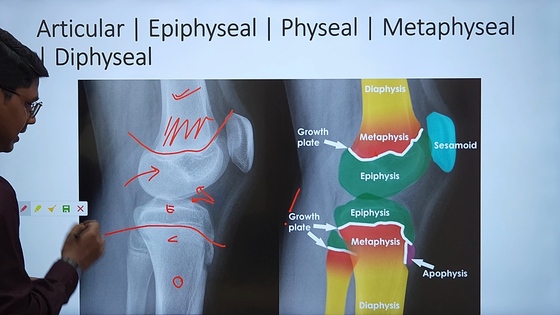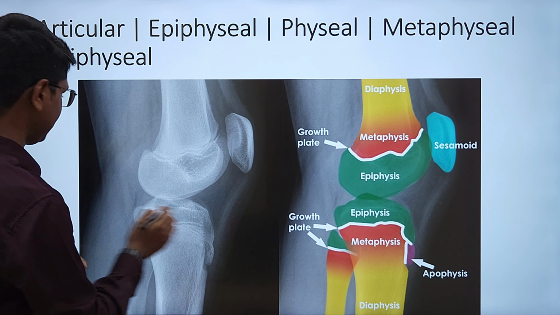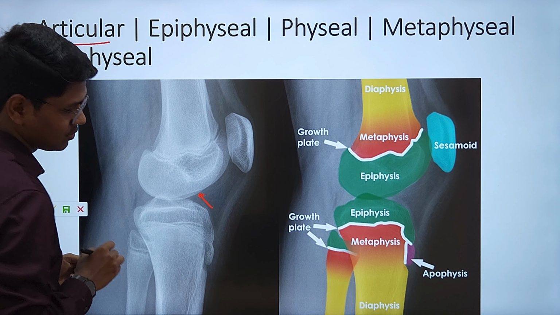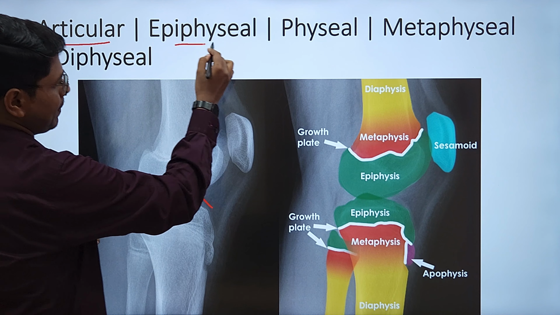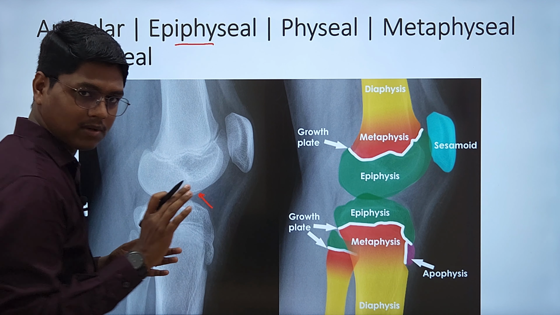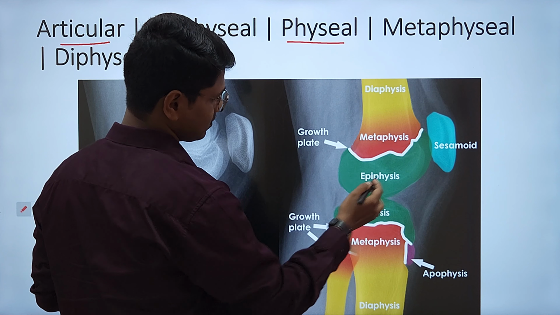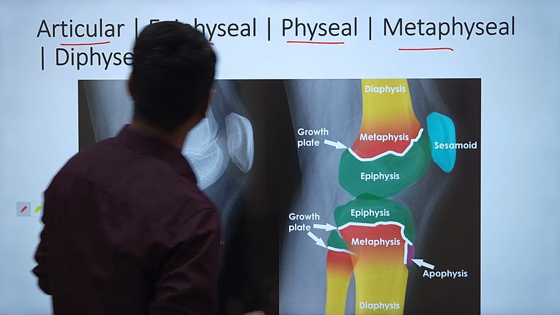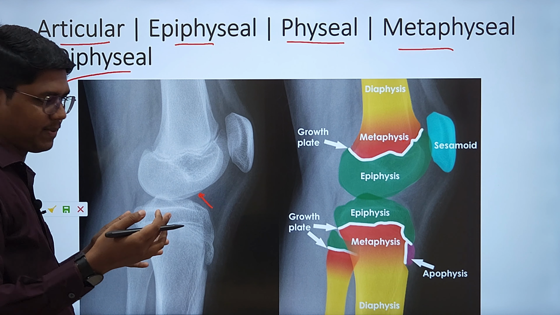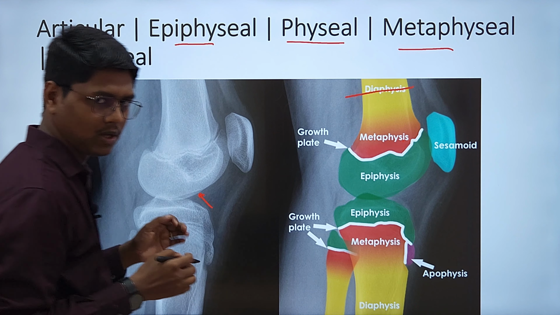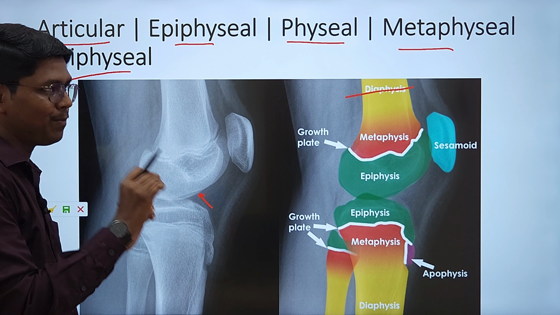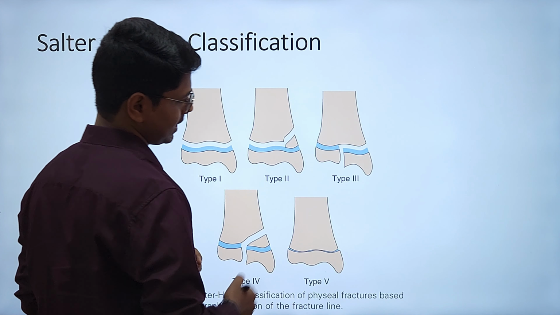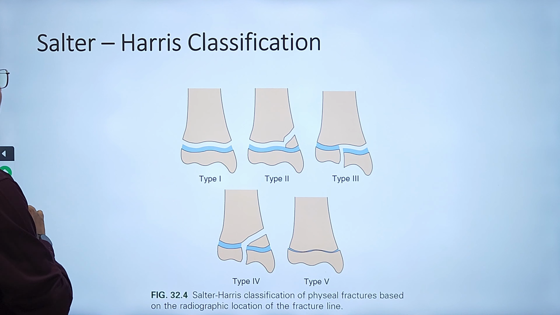Let us jump into the classification. The classification can be articular, when the fracture is in the joint surface. Epiphyseal, I told you this is the epiphysis, an epiphyseal fracture. Physeal fracture involves the growth plate. Metaphyseal, fracture of the metaphysis. Diaphyseal, most of the common fractures are diaphyseal. These are self-explanatory. The important one is the physeal fracture, because the physeal fracture is further subclassified by Salter and Harris. This is known as the Salter-Harris classification.